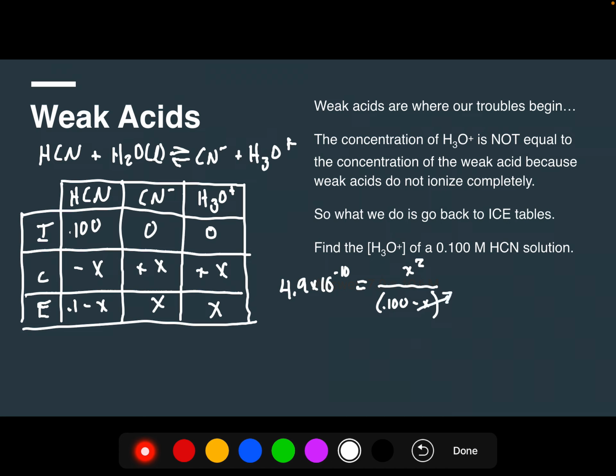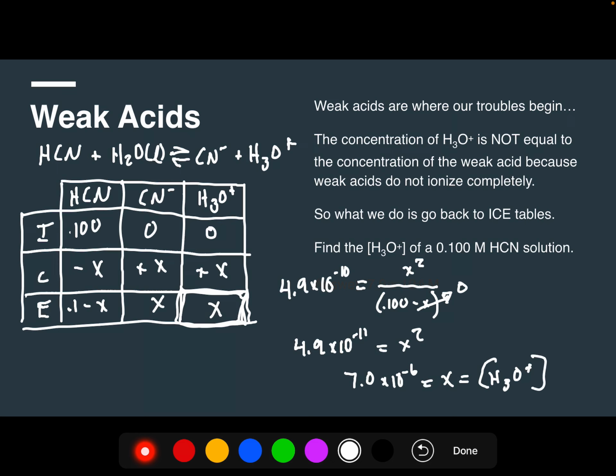So we'll say this is going to be 0.1, which means 4.9 times 10 to the negative 11th is equal to X squared. Then we take the square root of 4.9 times 10 to the negative 11th, and we get 7.0 times 10 to the negative 6 equals X. So we've solved for X, and in this case, X is actually equal to the hydronium concentration at equilibrium. This doesn't always happen, as we'll see later, but in this case it does.